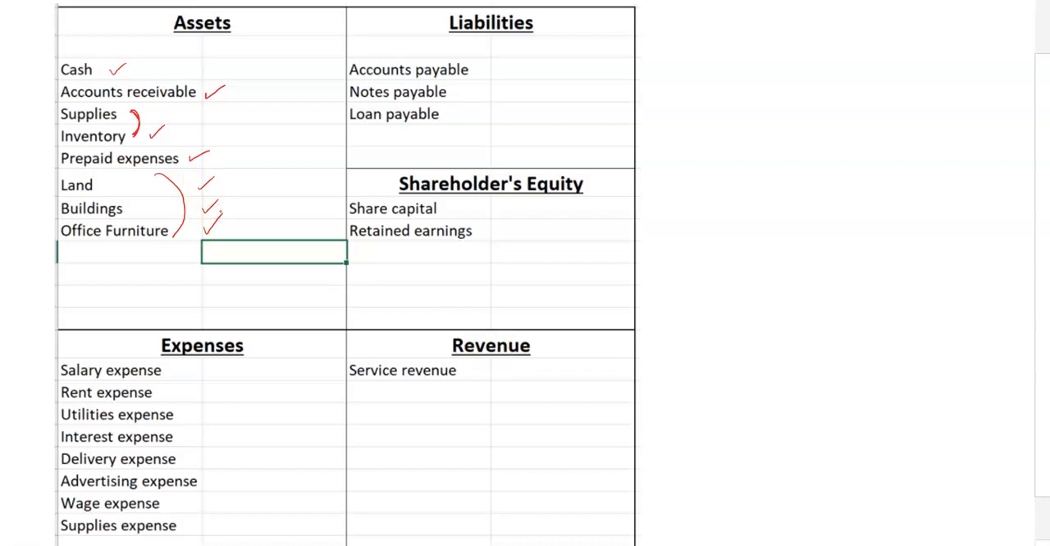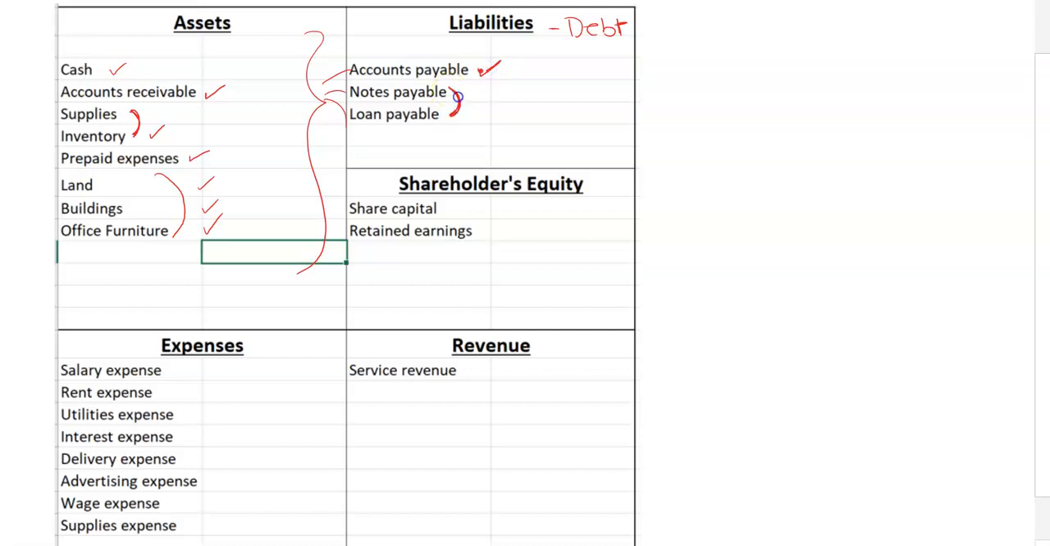Now, when we think about the liabilities, this is the company's debt. So some of these assets were purchased with debt. And now when we think of accounts payable, what I want you to think of is, we purchased the inventory from the supplier, and we haven't paid the supplier yet, so it stays in accounts payable until we pay them.